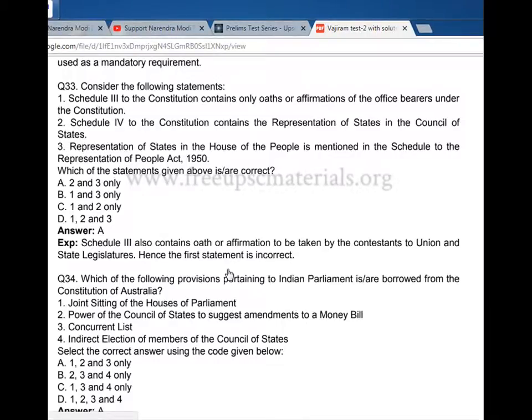Schedule 4 of the Constitution contains the representation of states in the Council of States. Third is correct. Representation of states in the House of the People is mentioned in the schedule to the Representation of the People Act 1950. So 2 and 3 are correct. Schedule 4 does not contain the representation of states in the Council of Ministers.